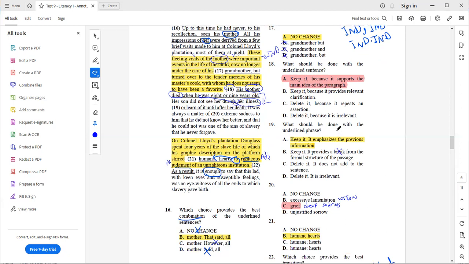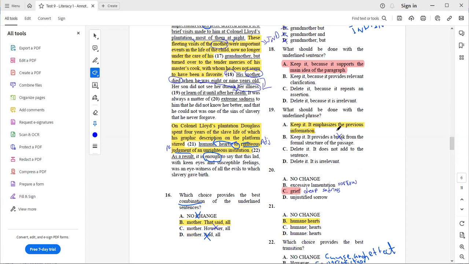Engineer Taha, number 19. What should be done with the underlined phrase? Again, another one comes after the other, and this is actually something from the mistake that happened with the EST. How do these two questions come after each other? Because if they come like that after each other, one of them must be kept, because they are going to depend on each other. Let's read and find.